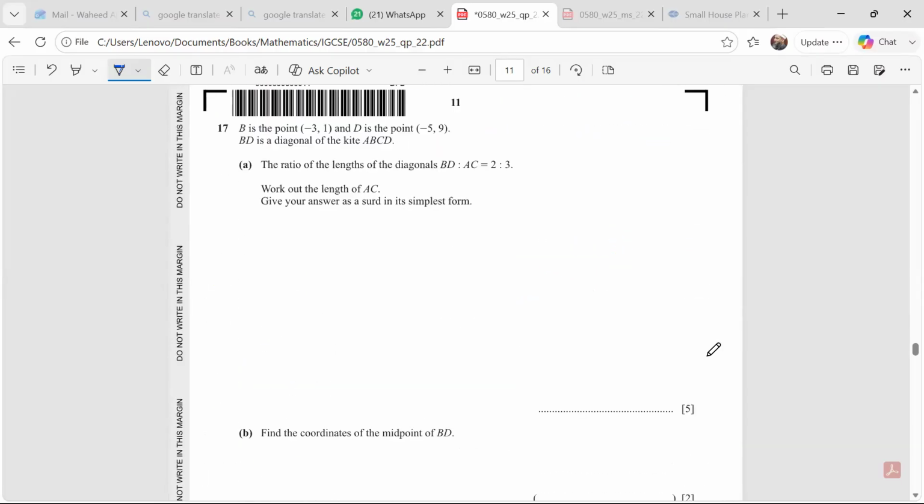Now question number 17. This is also interesting. B is this point and D is this point. BD is a diagonal of... right. The ratio is... okay, find out.